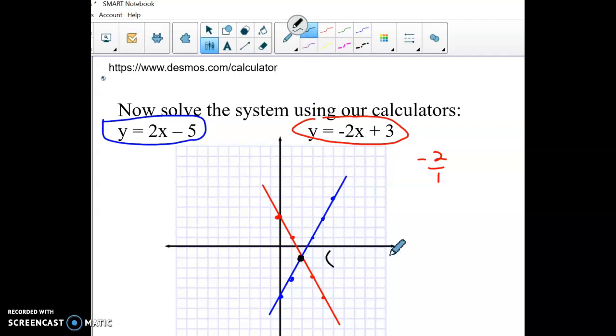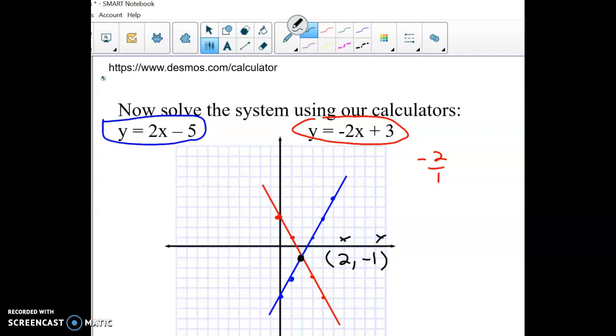So we just got to read the xy coordinates of that point. So it would be x = 2 and y = -1, right? And that's our xy solution that works for this system of equations. All right, and that's pretty much it. So to solve the system, you just graph it and find where they meet.